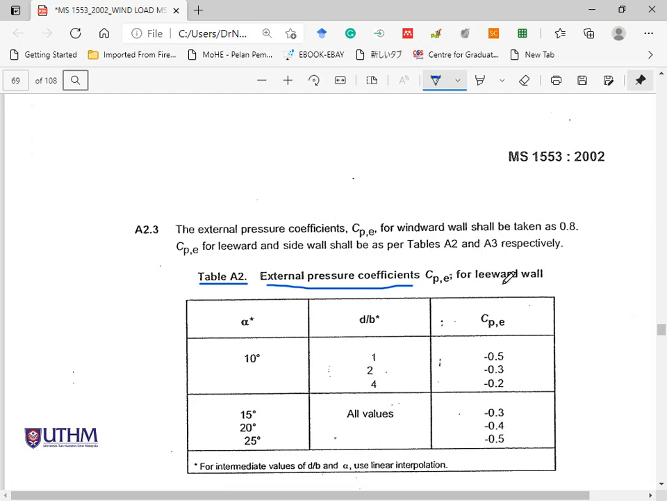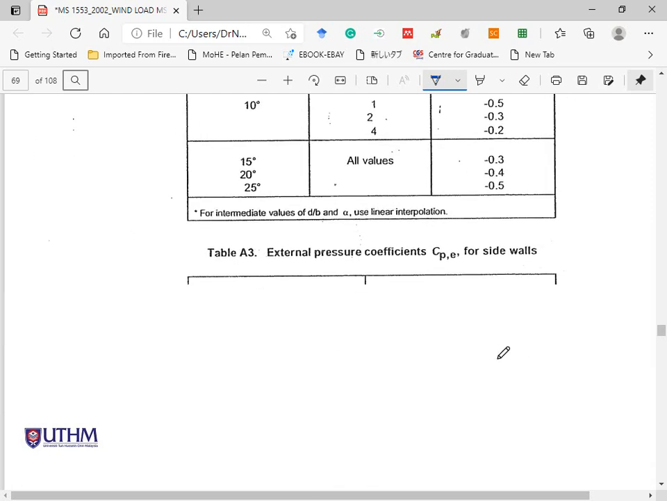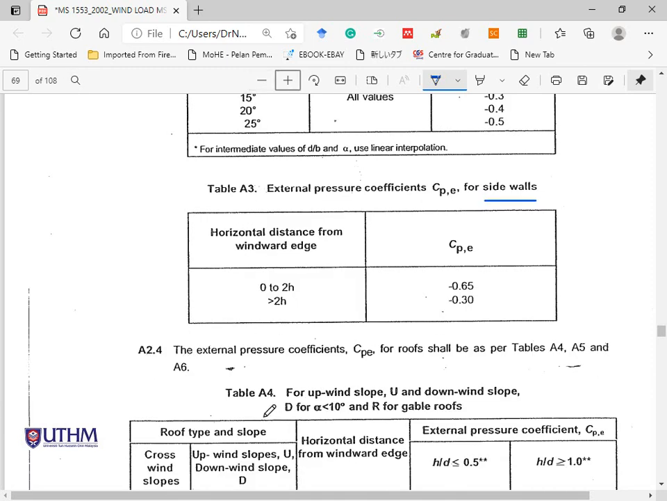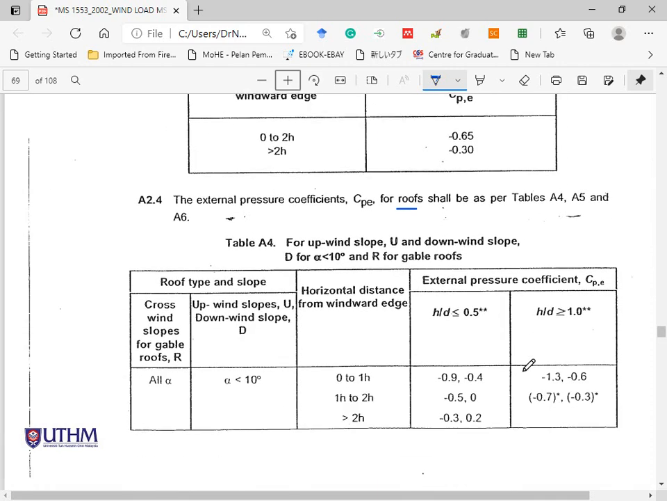Okay, so this is for the leeward wall. So this is for the side wall. And for table A4, under Appendix A.2, the external pressure CPE for roof. So this is for roof. Okay, for roof, the external pressure.